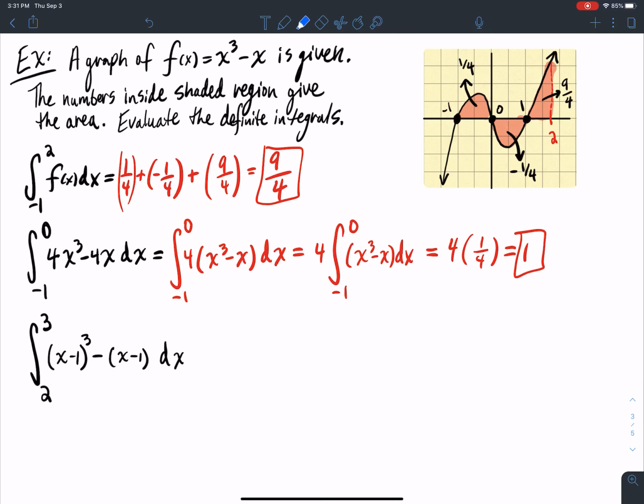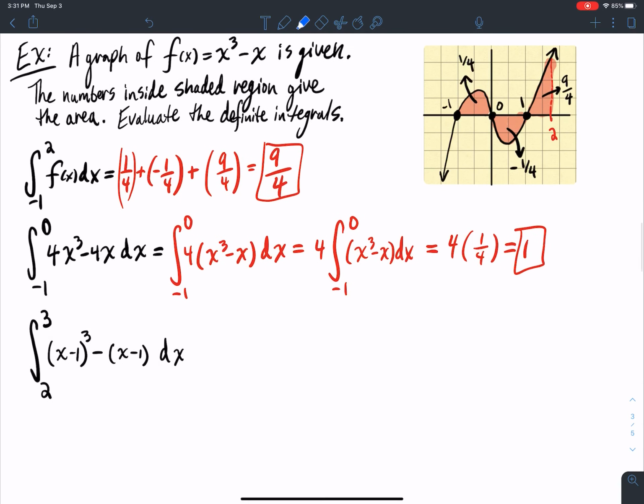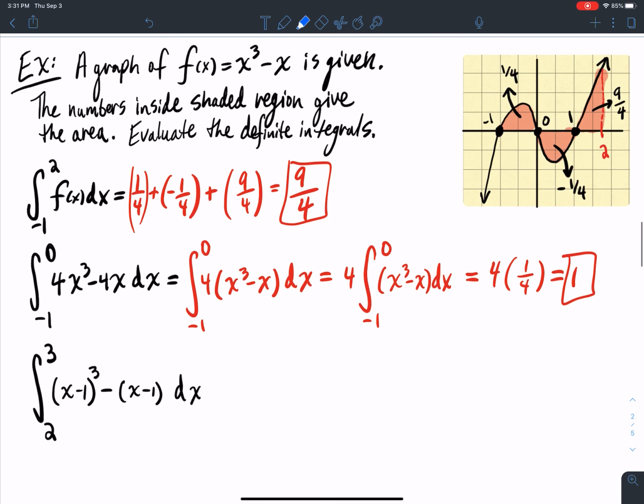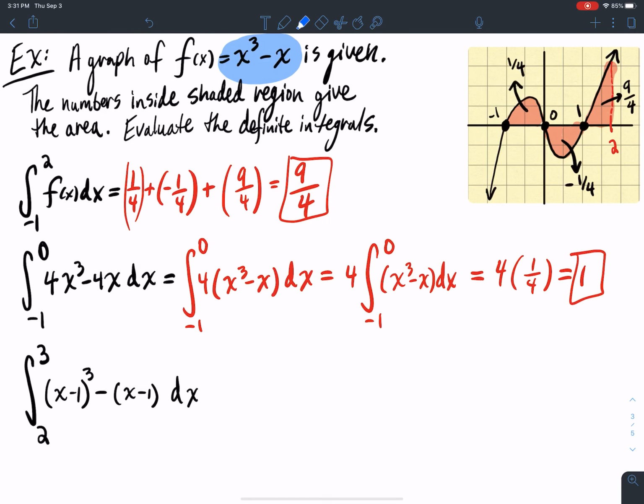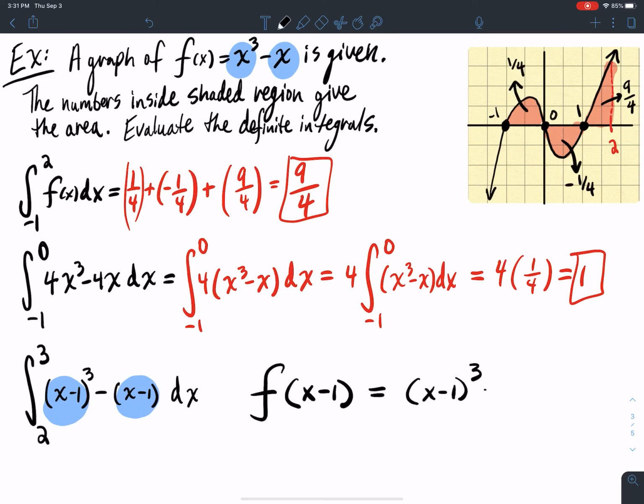Okay, this next one here, another algebra trick we're going to need to make it look like my f of x function. Right now, it looks like I have something cubed and then minus something. So instead of f of x, I have f of x minus 1. And so this is x minus 1 cubed minus x minus 1. That's like my f of x, which is x cubed minus x. That's my function.